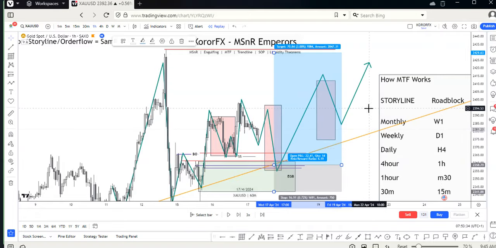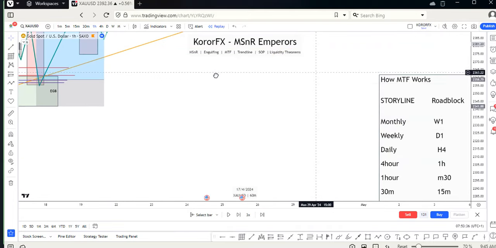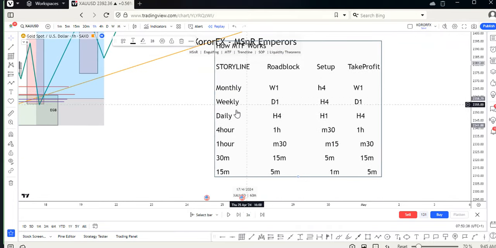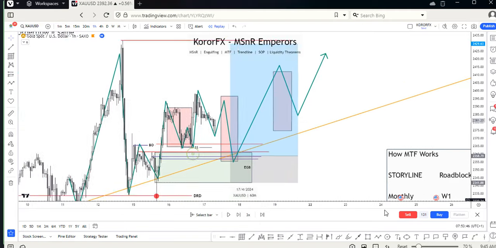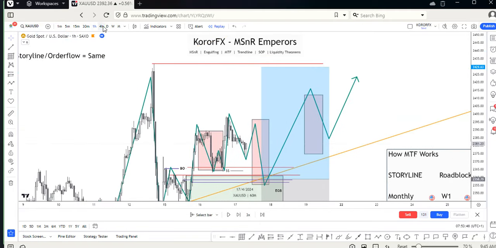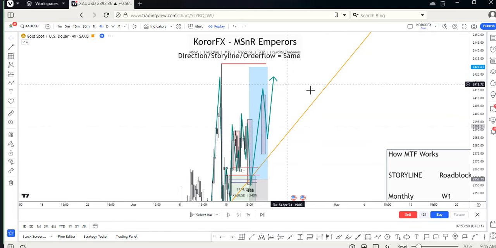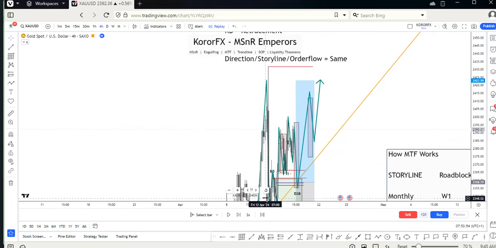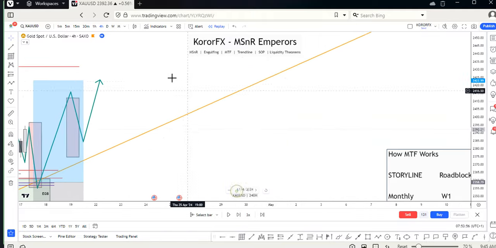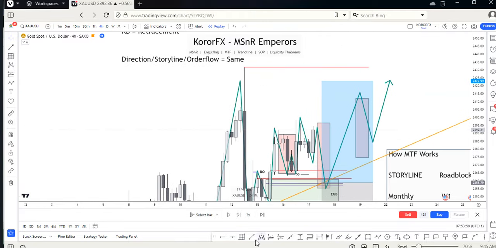Because when you get the daily storyline, H4 is the roadblock. Take profit is also the H4 level. So you can target the H4 level, go and switch, and then where is your level? This is the level of H4, okay?